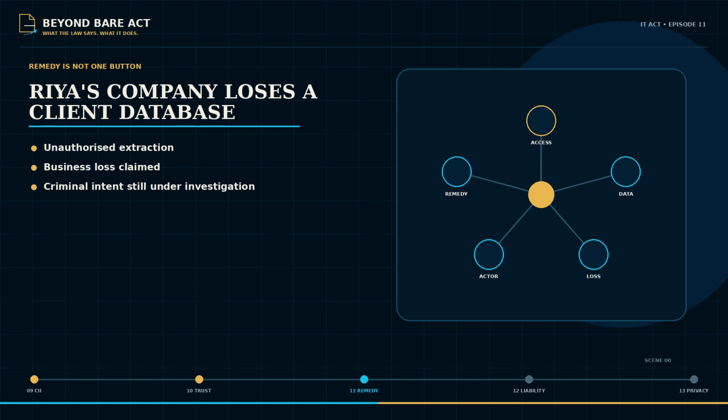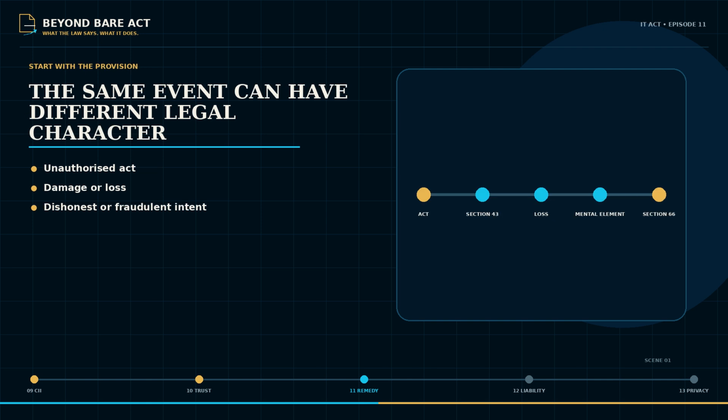Riya's incident should not be labelled civil or criminal as if only one adjective may survive. The evidence can support parallel questions, but each question must carry its own elements, decision-maker and remedy. Legal route begins with elements, not the emotional seriousness of the loss.